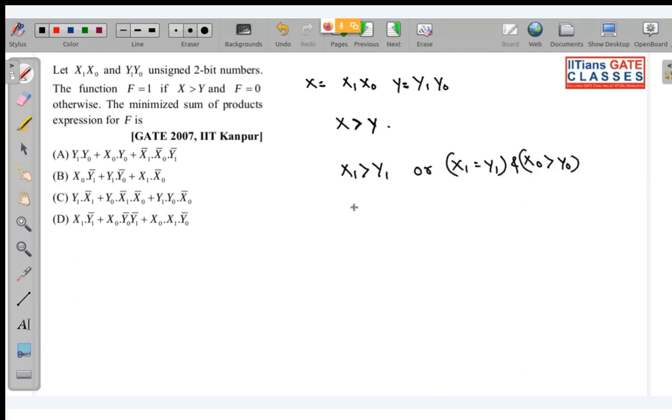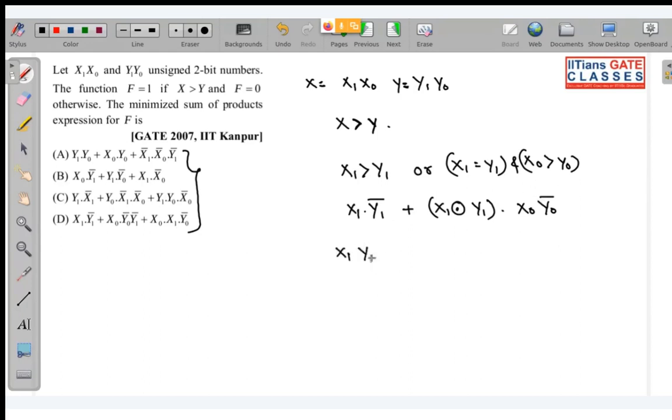So this will be what? x1 dot y1 complement plus x1 y1 x0 and x0 y0 complement. So which option do we see? Here you can see none of the options are matching. None of the options are matching because all these options are minimized, but this is not a minimized expression.